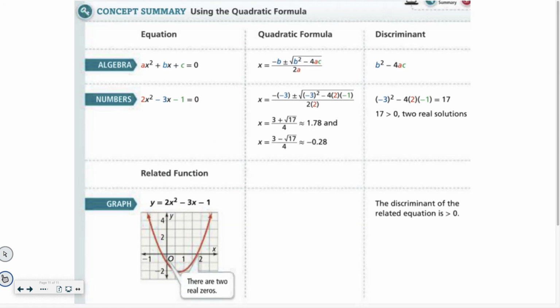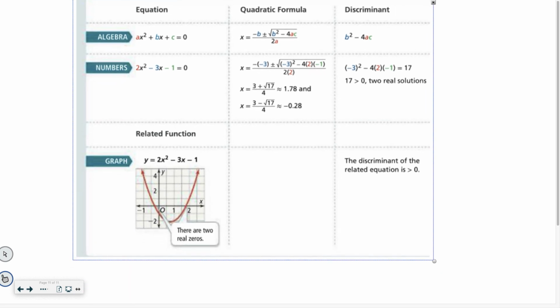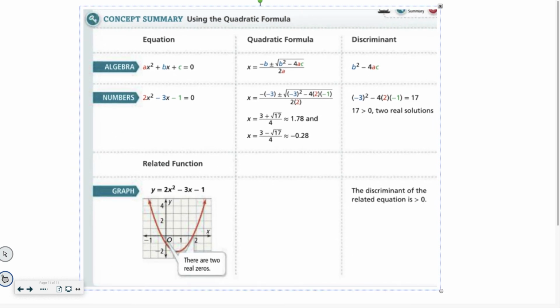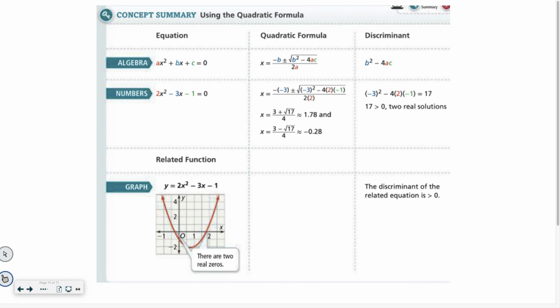Here is the last slide for today's lesson. It is the concept summary. I recommend taking a screenshot of this, writing this down in your notes, whatever you need to do, so you have a place that you can reference it while you're doing your homework. Okay, these things need to be memorized. I will not give you these formulas, okay?